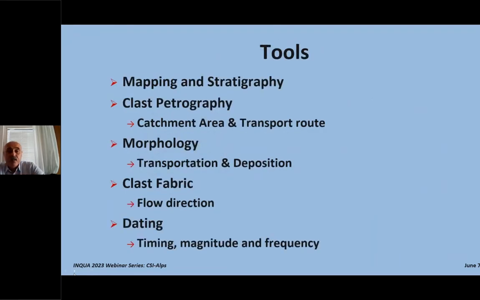The tools that we have been using are mapping and stratigraphy, classical tools in the field. Then we do clast petrography, from which one can say something about the catchment area and transport route. Then we measure the morphology of the clasts, so you can talk about transportation and deposition. Then clast fabric, if you can measure it, lets you determine the flow direction. And of course, what you need is time. When you can determine the time, then you can talk about the timing, frequency, and magnitude of the events.